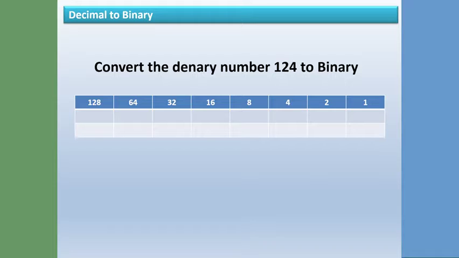Denary means our number system, decimal numbers. It's the number system that we as humans use. However, as we know, computers use binary, zeros and ones. So we need a method of converting denary numbers into binary numbers.